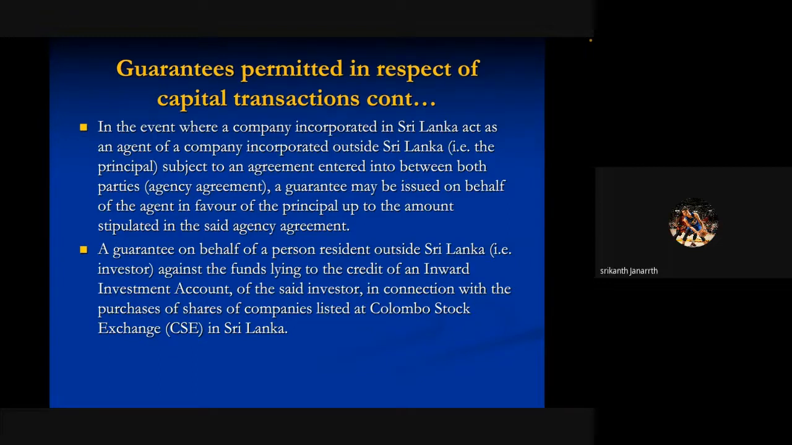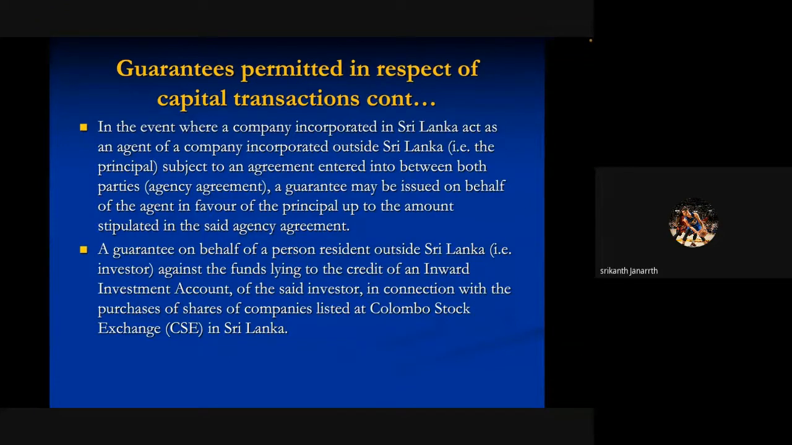Now if you read it, you can see that in the event a company incorporated in Sri Lanka, which is the agent Airtel, acts as agent of a company incorporated outside Sri Lanka, which is the parent company, the principal, subject to the agreement entered into between both parties, a guarantee may be issued on behalf of the agent. The local bank can issue a guarantee on behalf of the agent, favoring the principal, Airtel India, up to the amount stipulated in the agency agreement. So they have an agency agreement, and as per the agency agreement, they can issue a guarantee. That is also permitted. It all depends; you need to have a facility with the bank to issue a guarantee. So these are the permitted guarantees.